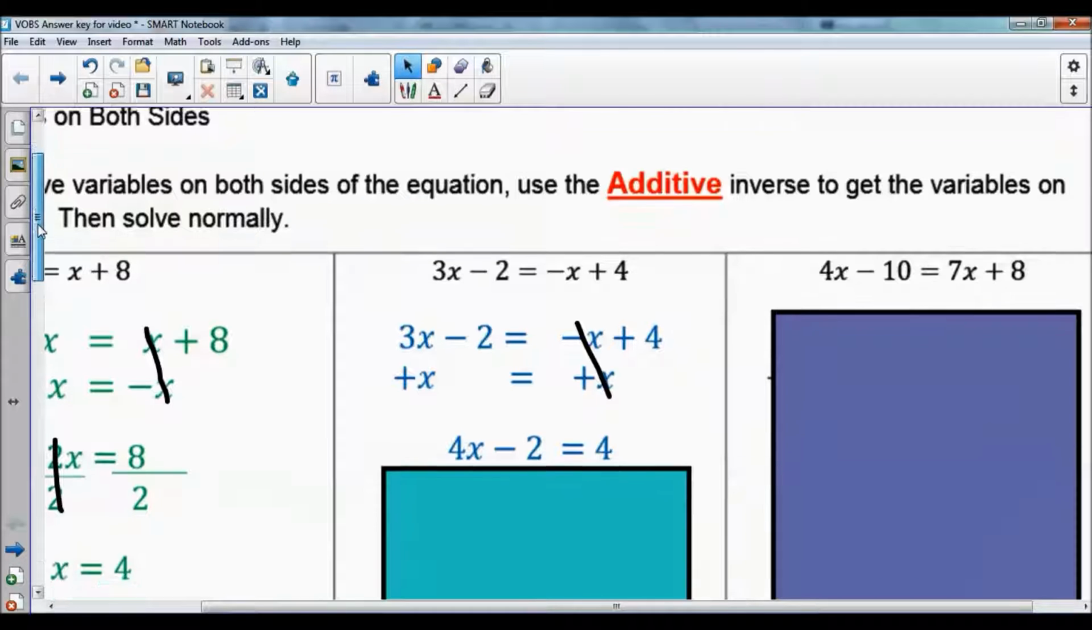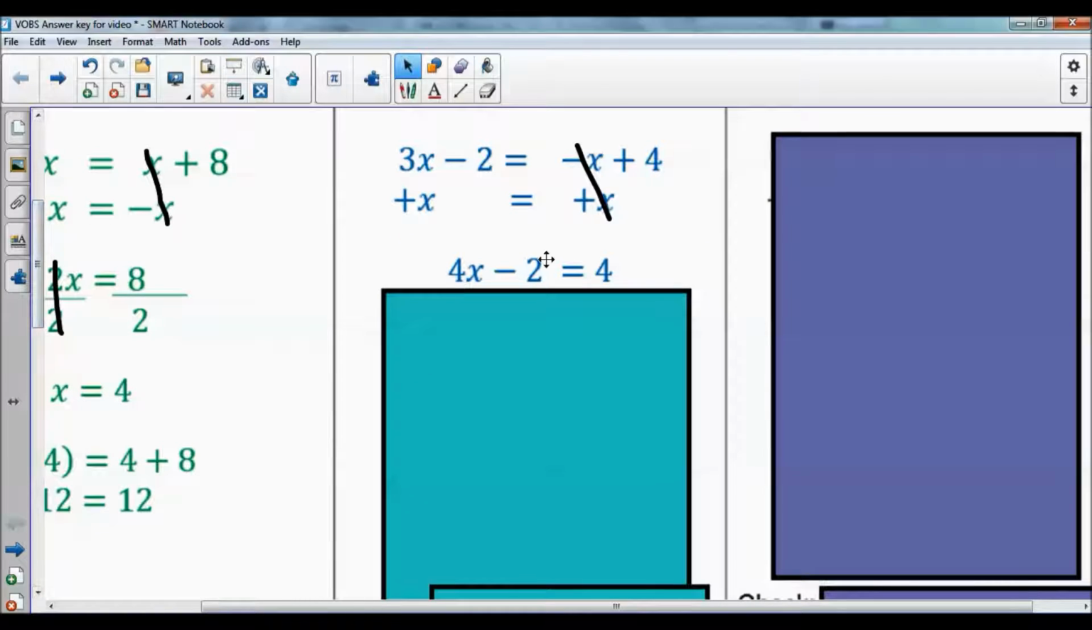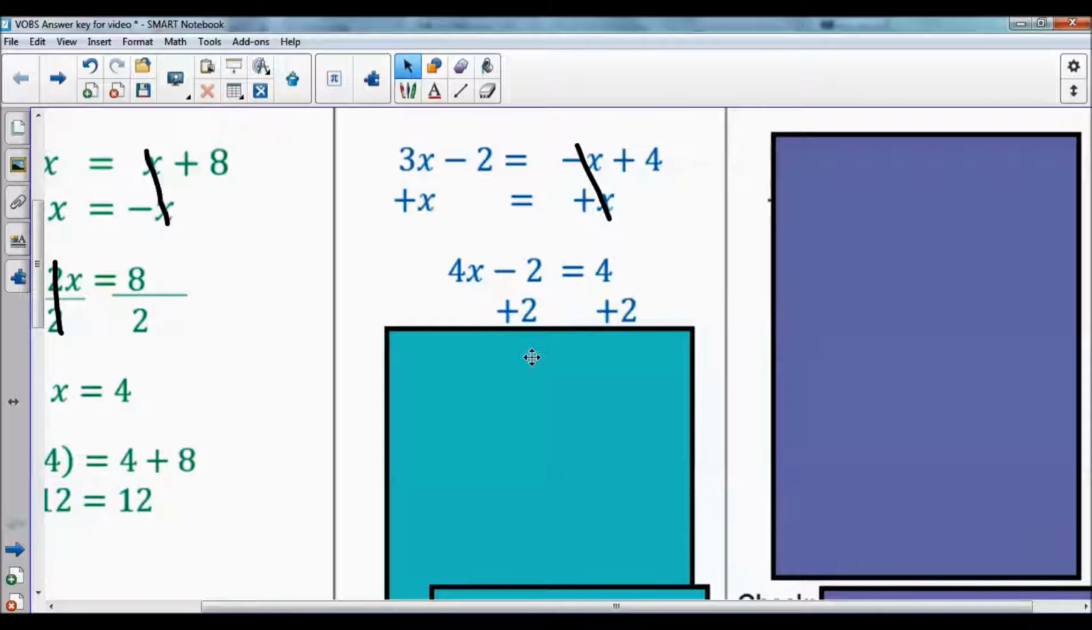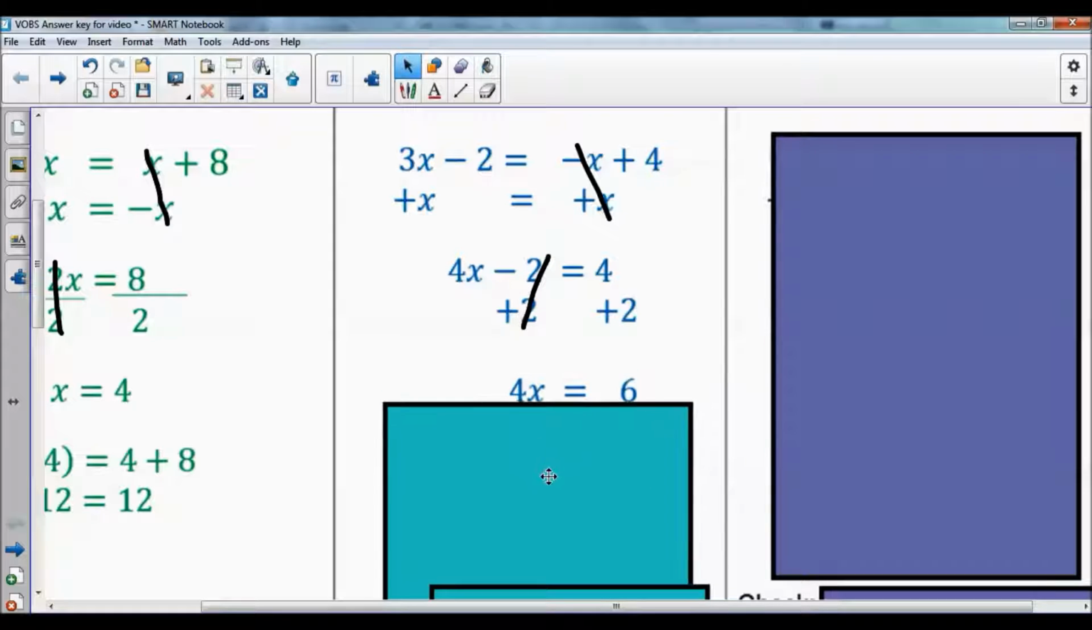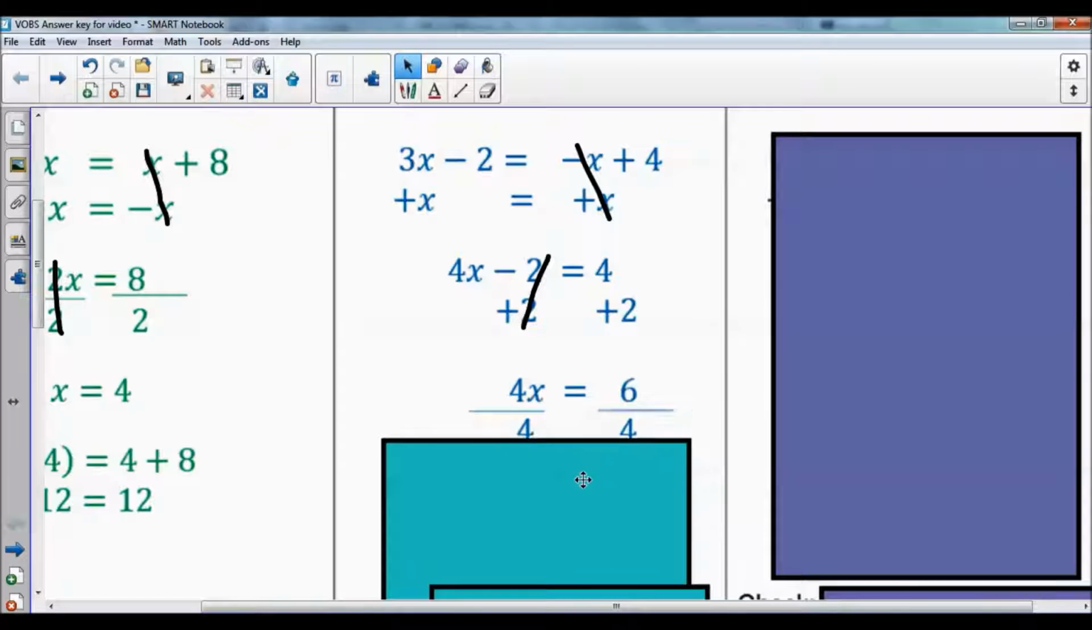From here we have a two-step equation. We want to get our numbers over to the other side. So this minus 2, we're going to add 2 to both sides, because that's the opposite of minus, right? These 2's are going to cancel out. We'd have 4x is equal to 6, right? And now we have a one-step equation. 4 is being multiplied times x, so to undo it, we're going to divide by 4 on both sides.